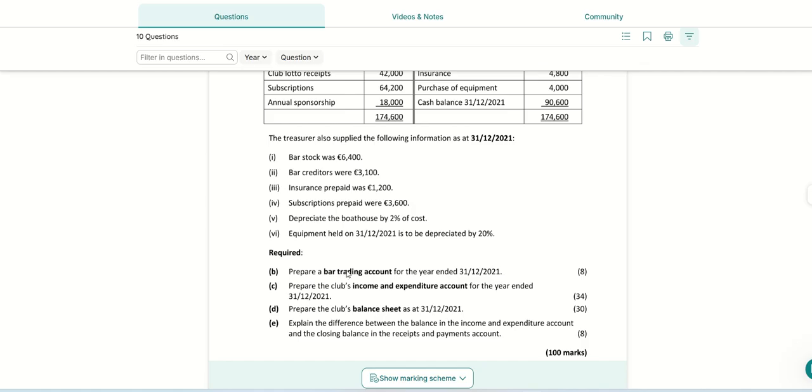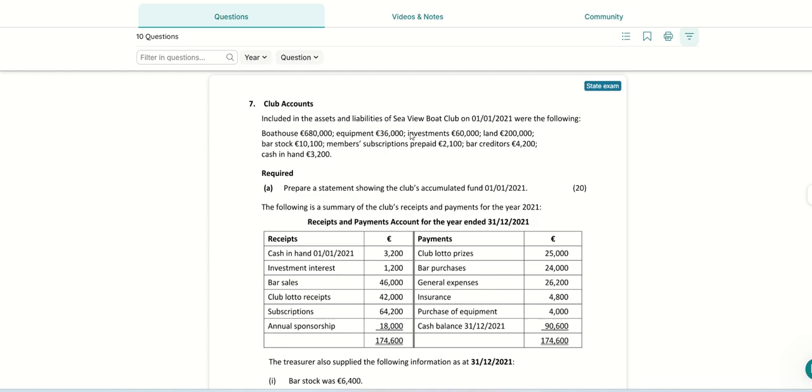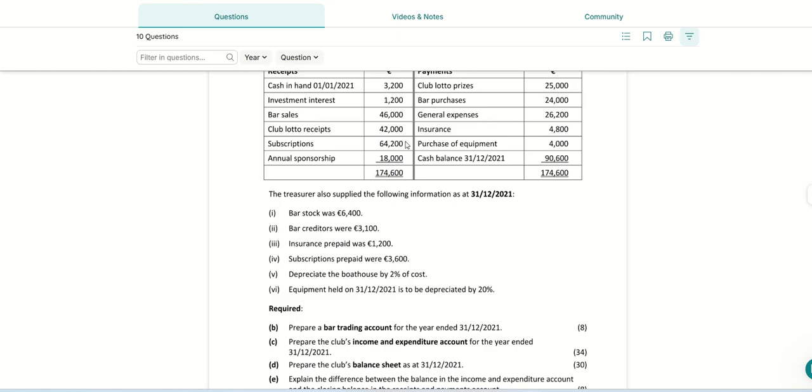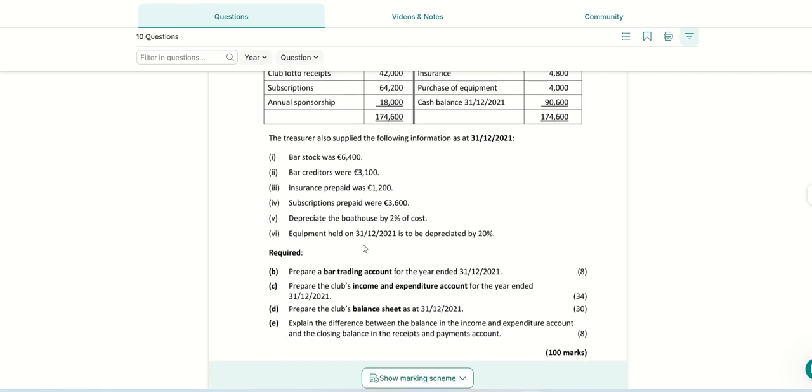So this club is a boat house. Okay, so it's a boat club. So they'll have boats and yachts and things like that. That is their core reason for the club. So the bar is like a side gig. So we have to do a bar trading account to calculate bar profit to put into our income and expenditure account because it's not the core business of the club. So we do that, 8 little marks, nice and easy.